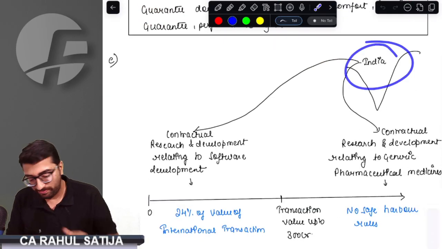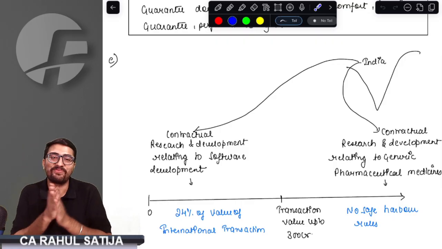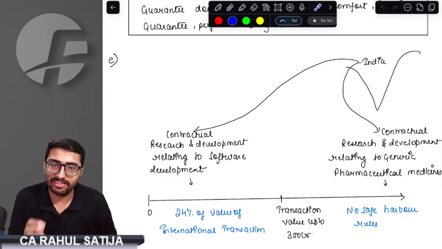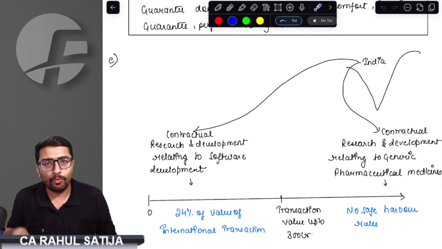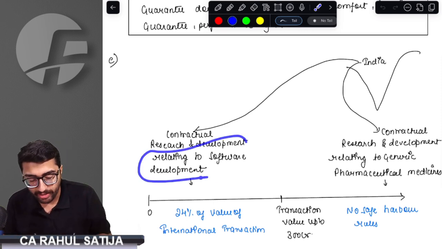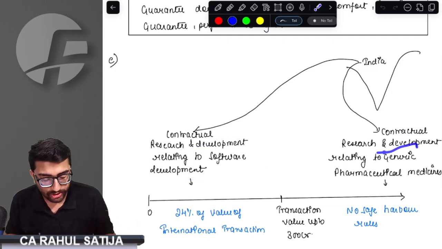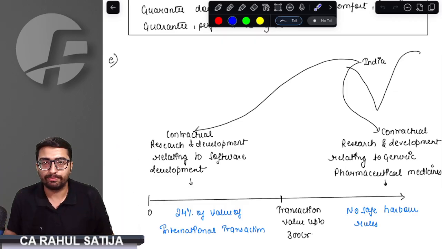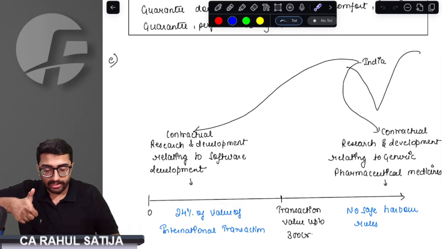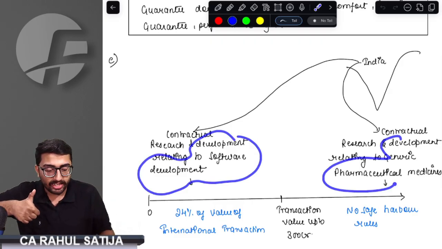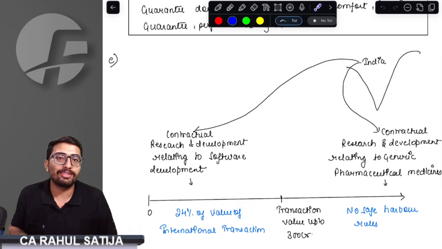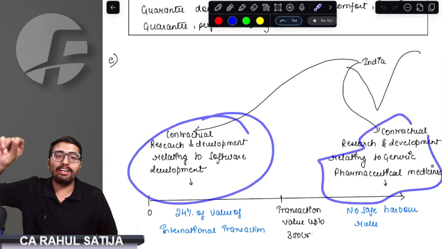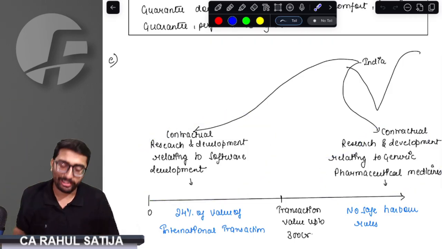Sir, if any Indian entity provides research and development services to its associate, which research and development? Sir, software development related research or generic pharmaceutical medicine related research. So two kinds of research and development services the Indian entity can provide. What two? Software development related research, and generic pharmaceutical medicine related research. What did I say? Just repeat after me. Software development services and generic pharmaceutical medicine research, two services that can be provided.